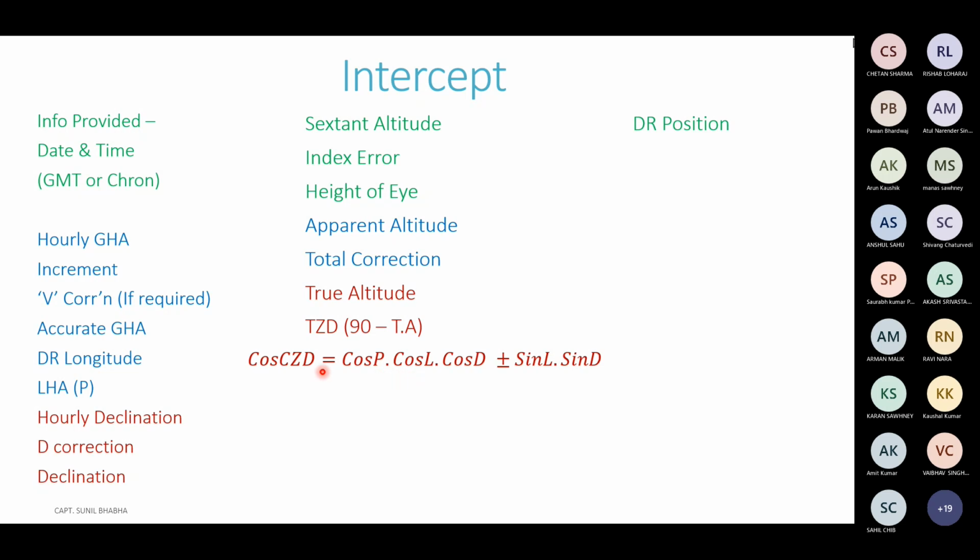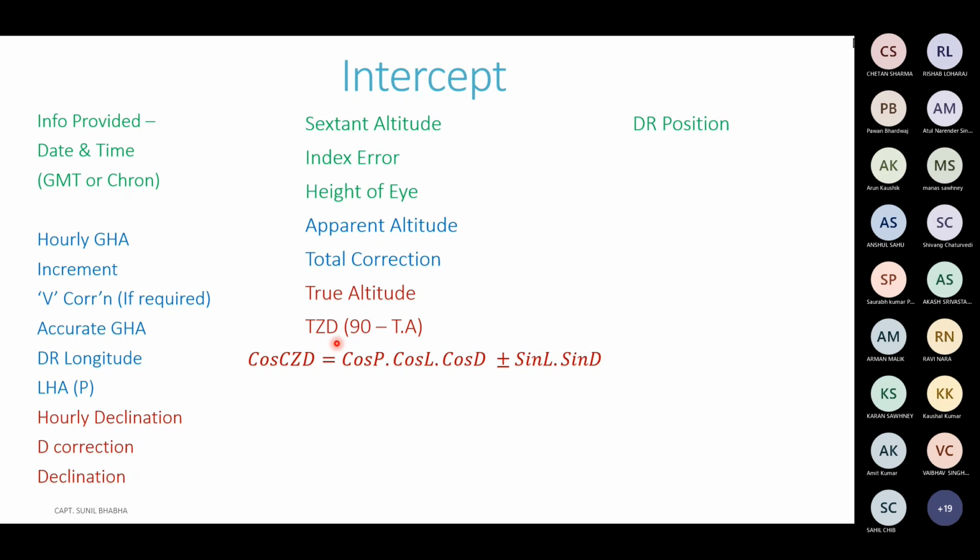Let me explain to you these terms one by one. The first term here is calculated zenith distance. Till now we have seen three different zenith distances. One was the true zenith distance. Second was the MZD, meridional zenith distance. And this is the third one now, CZD, that is the calculated zenith distance. Now, what is the difference between all these three?